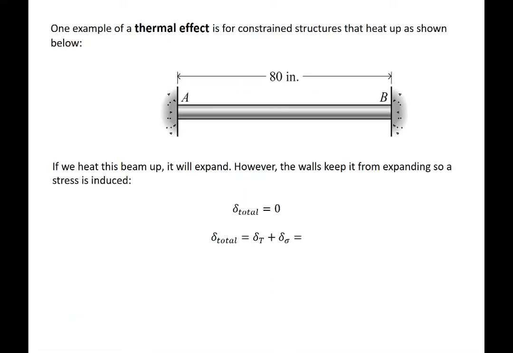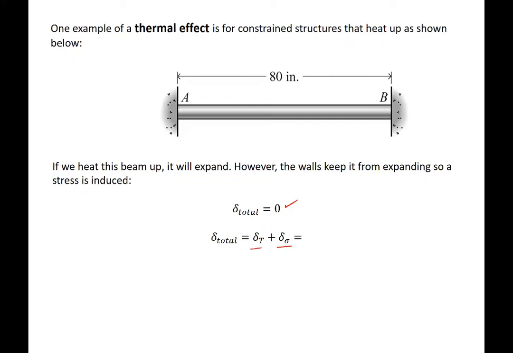So let's take a look at an example problem here. One example of a thermal effect would be a bar that is constrained, like between two walls like this. If this thing is heated up, it's going to expand, but the walls are going to keep it from expanding, so you're going to induce a stress, right? So the total displacement of this bar has to be zero because of the walls, right? But we know that this thing's going to want to have a displacement due to temperature, and the walls are going to exert a stress back on it.